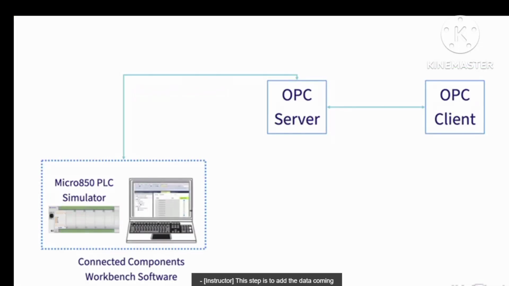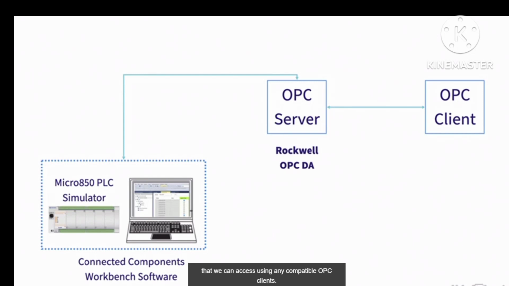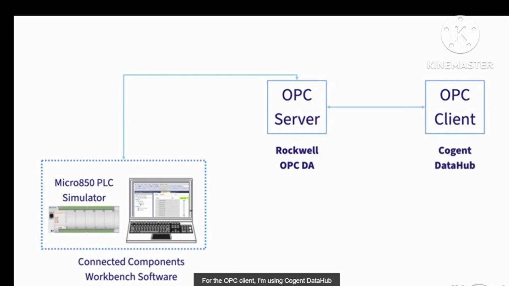This step is to add the data coming from the PLC into an OPC. The Connected Components Workbench software has a Rockwell OPC DA server that we can access using any compatible OPC clients. For the OPC client, I'm using Cogent Data Hub to receive and display the data.